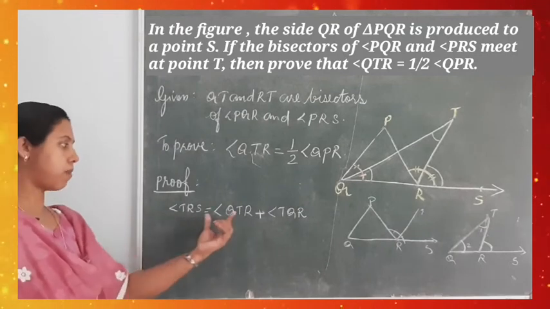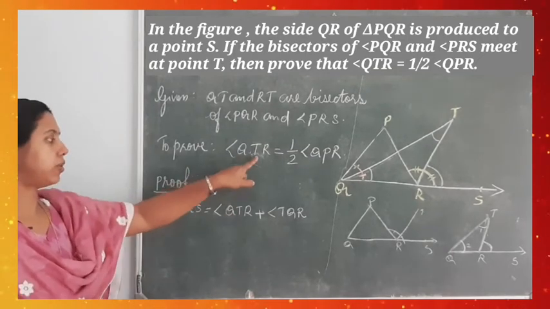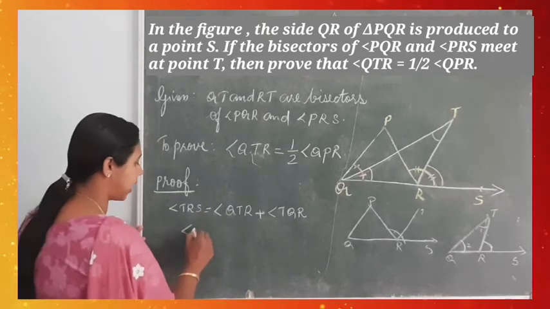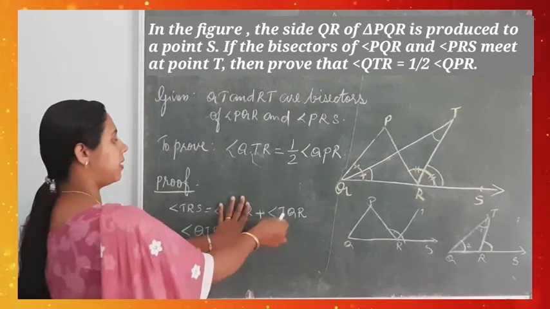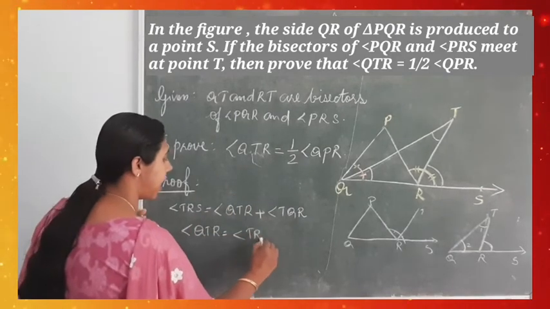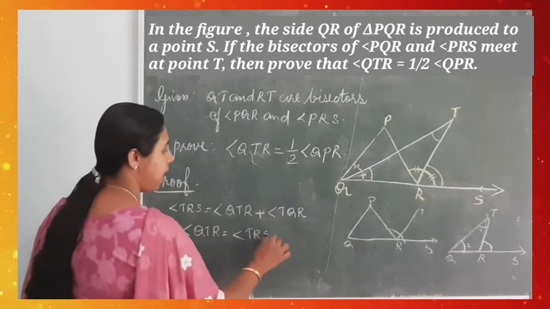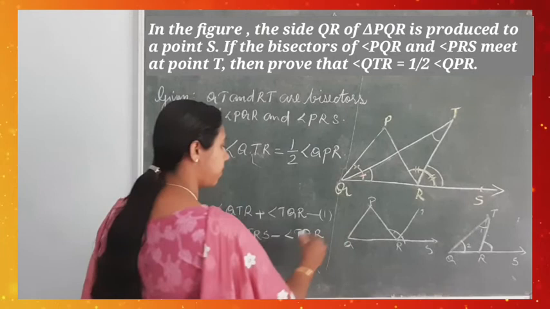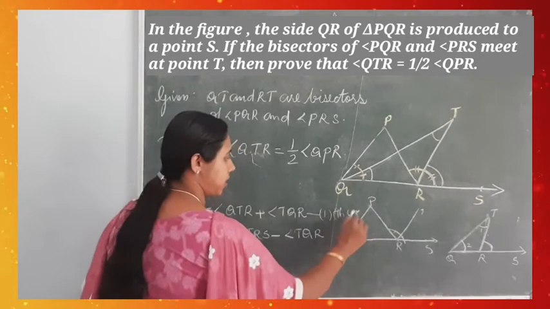Exterior angle is equal to the sum of two interior angles. Here we want to get angle QTR. This angle only we want to prove. So from this you can write angle QTR is equal to, keep this angle here, the other you can take to this side. So it will be angle TRS, addition going to this side becomes subtraction, minus angle TQR. This is our equation 1. The reason is the exterior angle property, or you can write theorem 6.8.